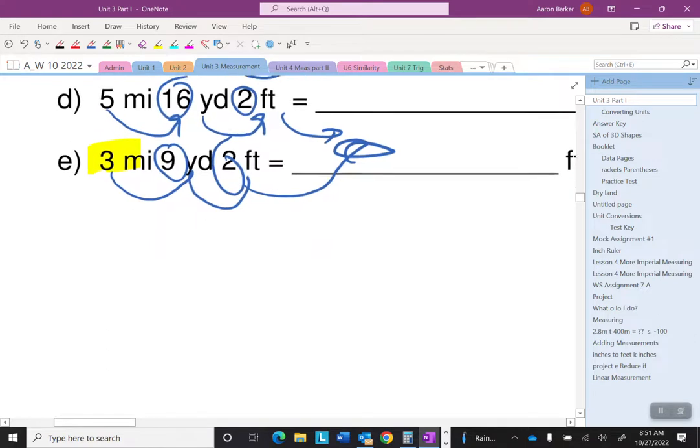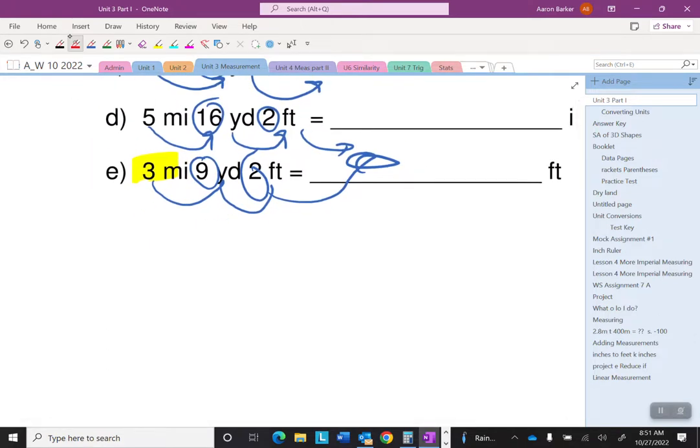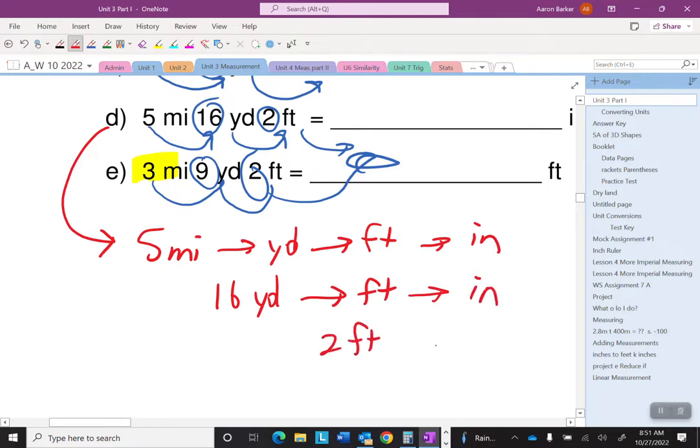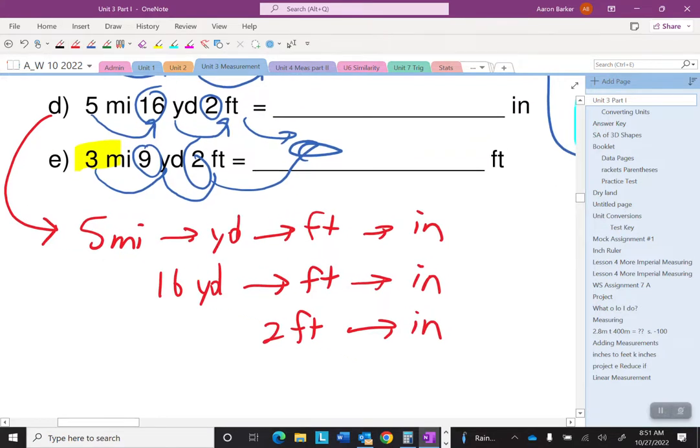Now, you can do part D 2 ways. For part D, you can take 5 miles, convert it into yards, convert it into feet, convert that into inches. It's going to be a very large number. Then you can take your 16 yards, convert that into feet, convert that into inches, and then finally take your 2 feet and convert that into inches. And now that you have all 3 measurements in inches, what do you think you're going to have to do? Once they're all in inches, then you can add them up.